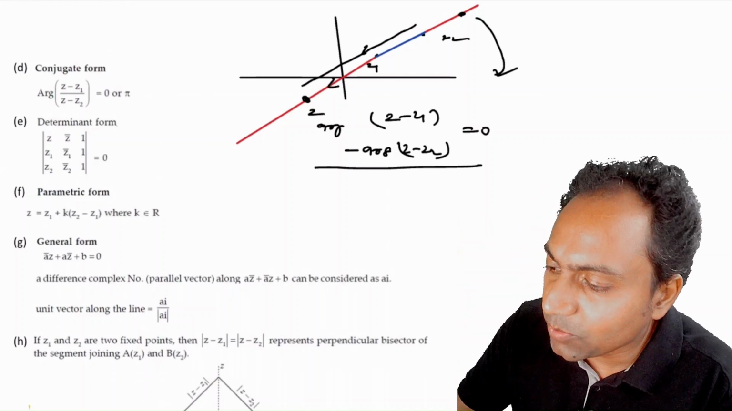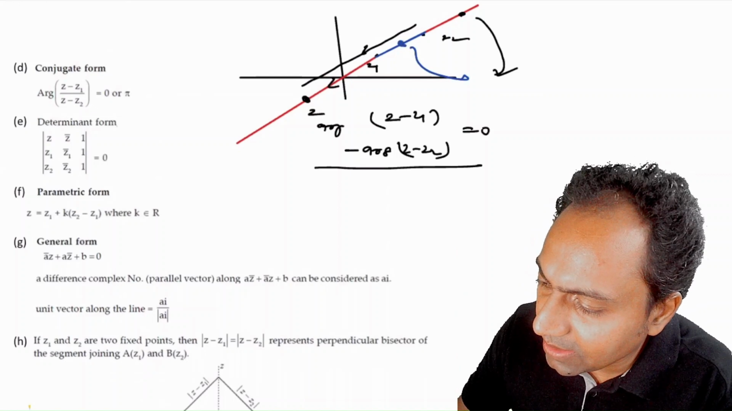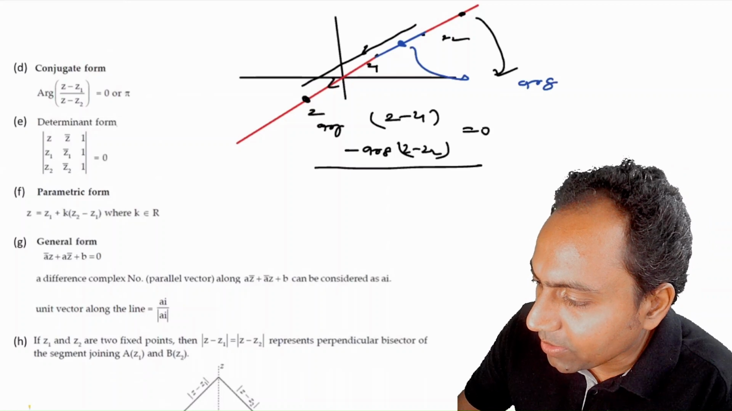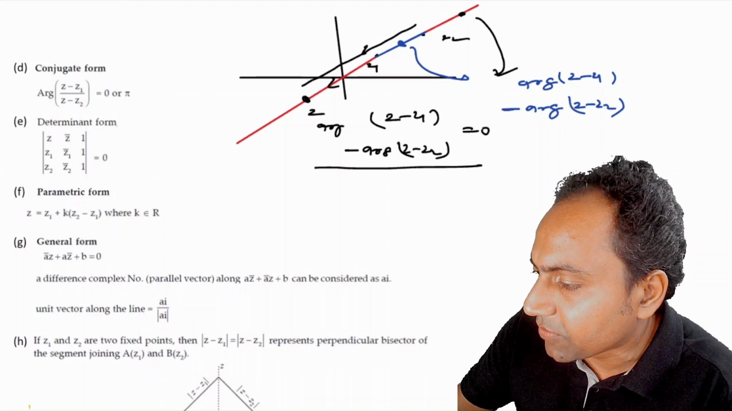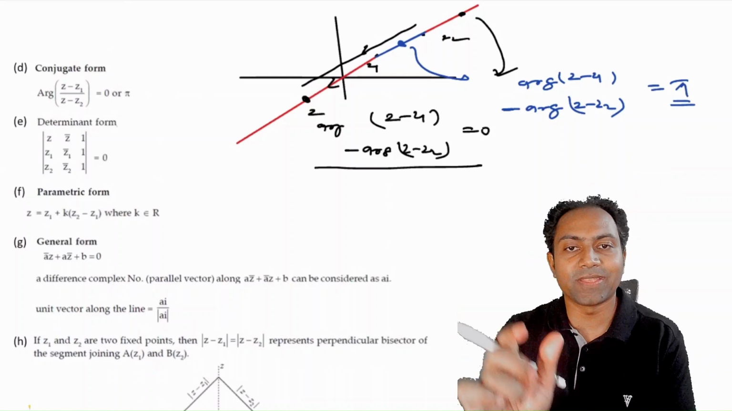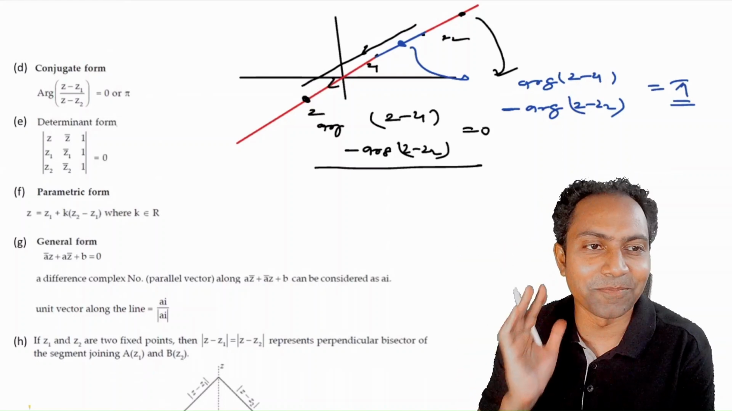If I want to write this blue part, how do I express it? If I take any point here, let us say that now I am considering a point z here. In this new scenario, if you write the argument of z minus z1, and subtract the argument of z minus z2, you can see that now the difference will be equal to pi. So this middle part will come when the difference between both the vectors is equal to pi. It is a very beautiful and simple concept.